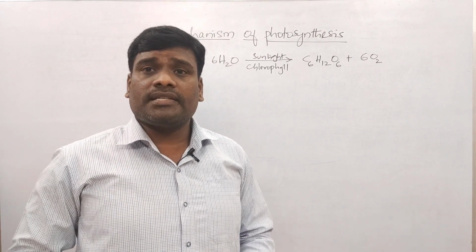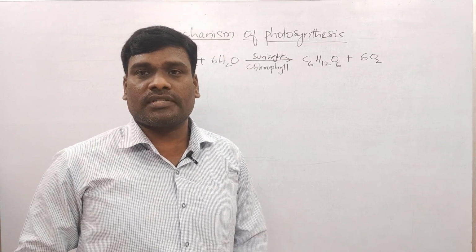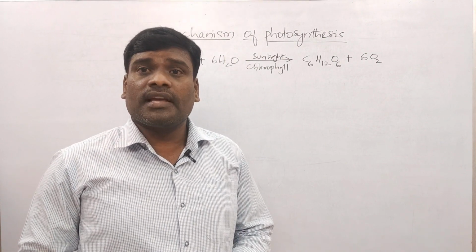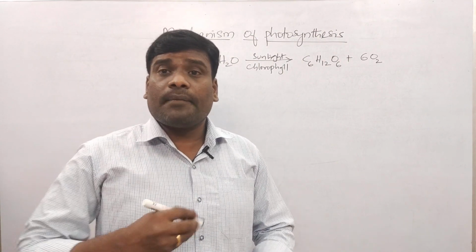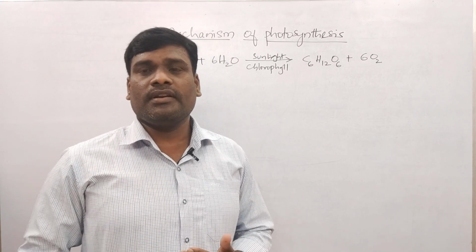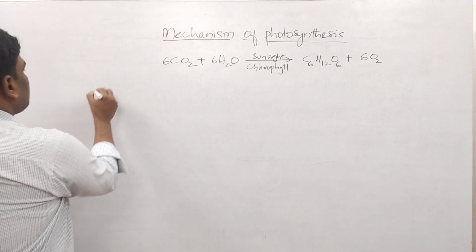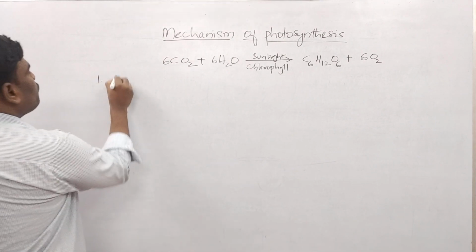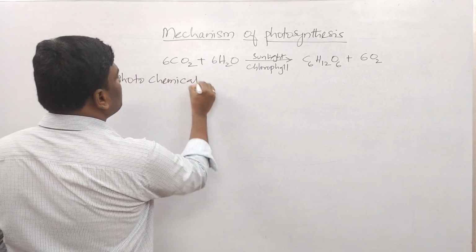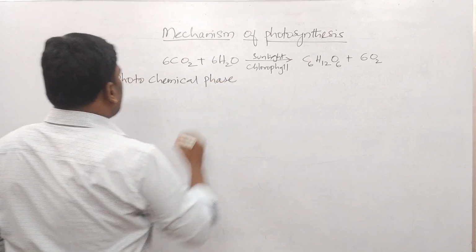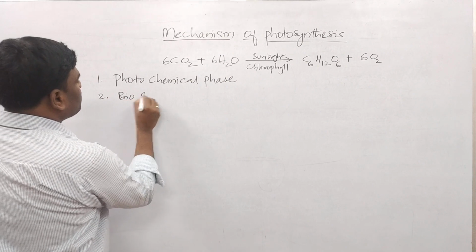Many scientists are working out the steps involved in this process and the intermediate products that are formed in this photosynthesis process. If we observe this photosynthesis process, children, it occurs in 2 phases. The first phase is the photochemical phase. And the second phase is the biosynthetic phase.